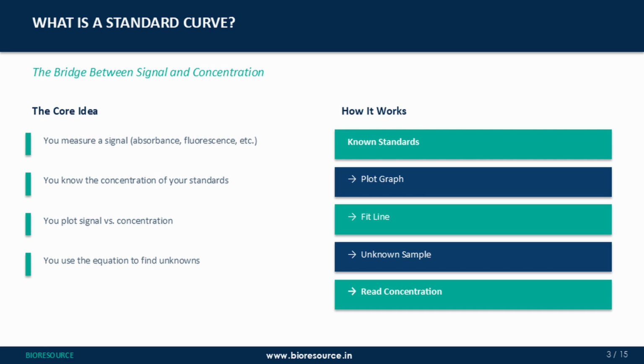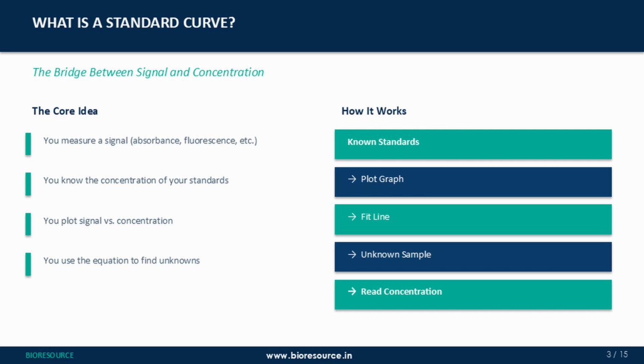Let's start with the core idea. What is a standard curve? A standard curve is simply a bridge between a signal you can measure and a concentration you want to know. That signal could be absorbance, fluorescence, luminescence, optical density, or almost any measurable response. Here is how it works. You prepare a series of solutions with known concentration. You measure the signal from each one. You plot signal versus concentration, and Excel fits a line through the data. The equation becomes your standard curve. Now, when you measure an unknown sample, you simply plug the signal into the equation and the equation gives you the concentration. That's the entire concept.